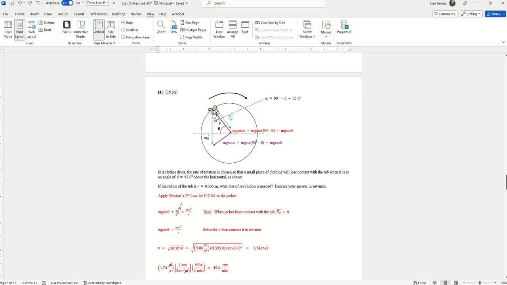But basically you have to resolve mg into components. One component is going to be in the radial direction, that's the red vector. The other component of mg is going to be perpendicular to the radial direction, that's the purple. You don't need the purple, you just need the red. And then you have Fn, but when the piece of clothing loses contact, Fn goes to 0.